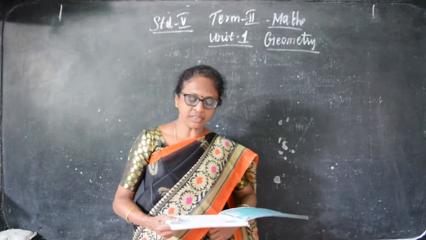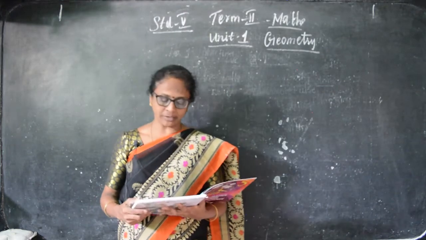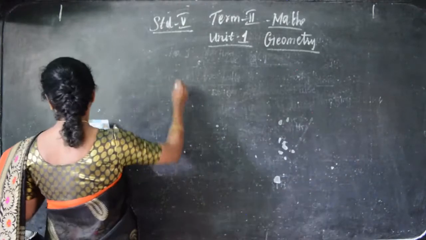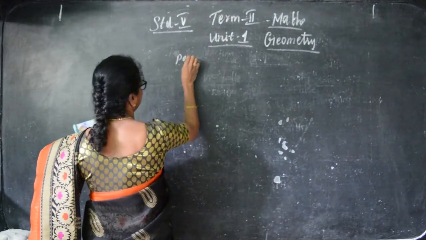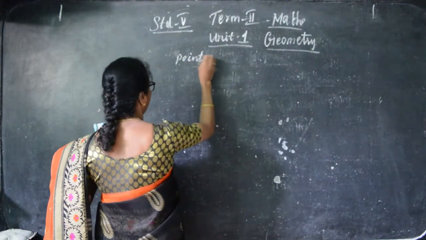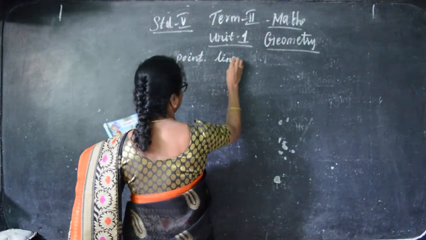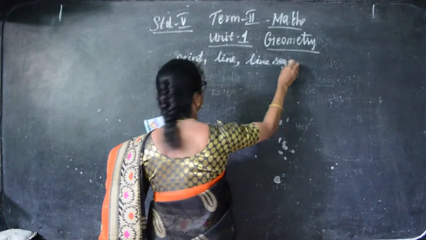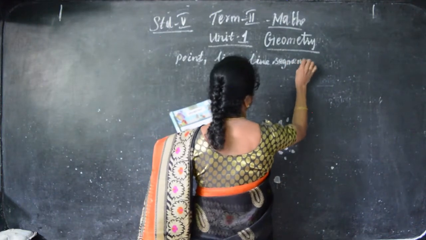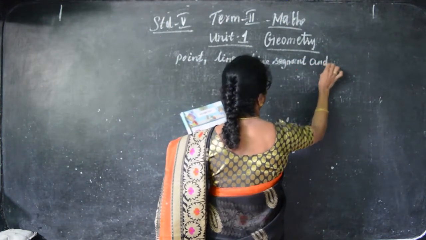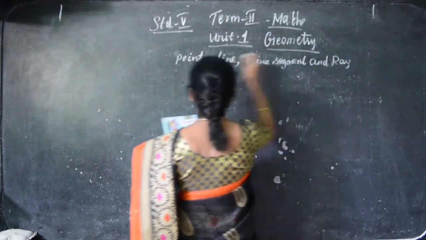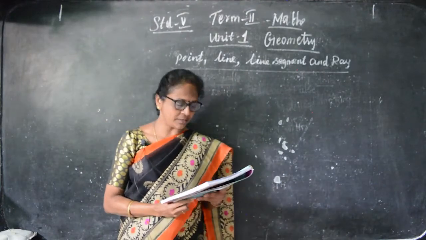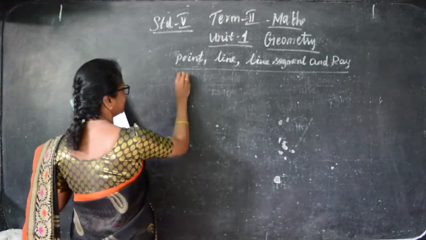Okay. Now in this first unit, we are going to see about geometry. In this geometry, this is just a recall. First, point, which we have already learned, then line segment and ray. So this only we are going to see. Point, line segment and ray. What do you mean by the point? This is the point.